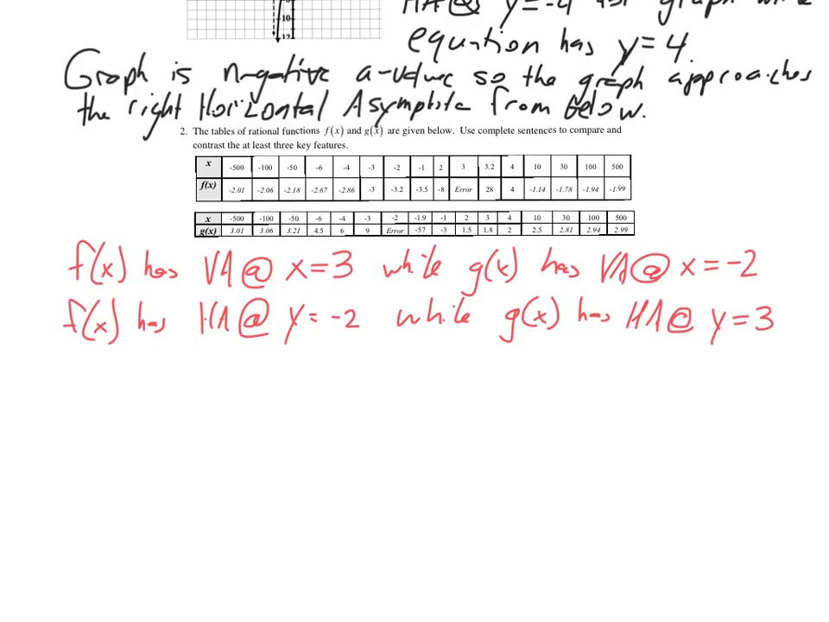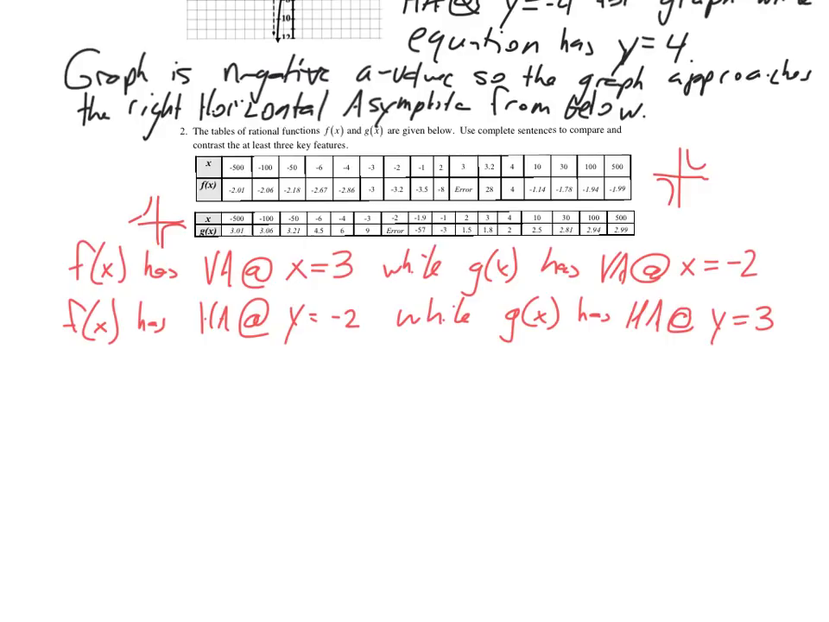Now, based on the graphs, what I'm looking at here is the end behavior. 3.01, -2.01, -1.99, and 2.99. This graph is going to look a little bit like this. If I just sketch this real quick, it's going to look like that. Where g of x, on the other hand, is going to look like this.